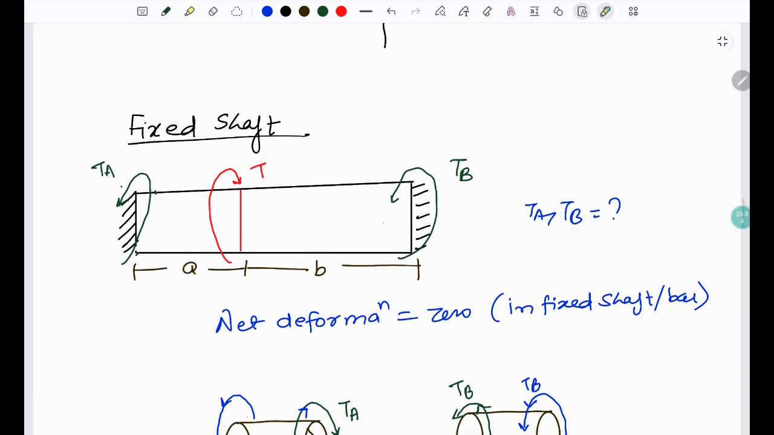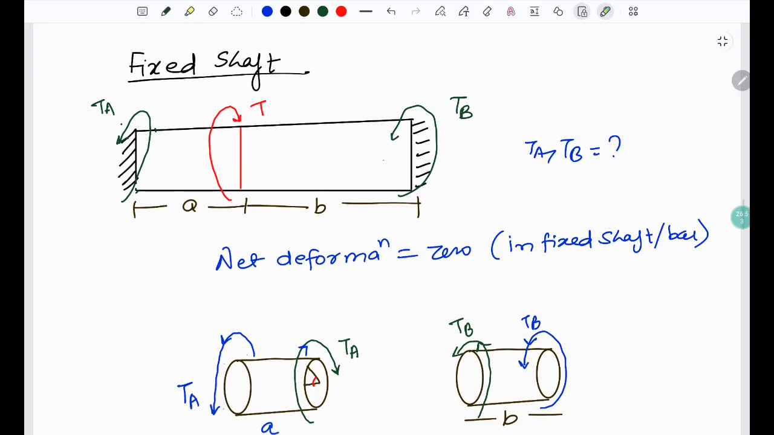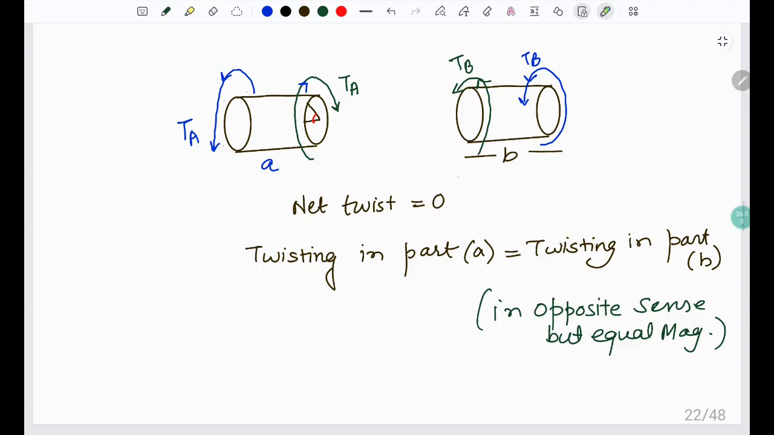Then we have fixed shaft. This is a case similar to what we have in the first two chapters, where we get a load of P and we have A and B. We have to find out the P1 and P2, and we often find it very easily. Something similar happens here. The concept is that the net deformation is 0 in a fixed shaft or bar. I'm not going into the whole derivation or solution. The net twist is considered to be 0.